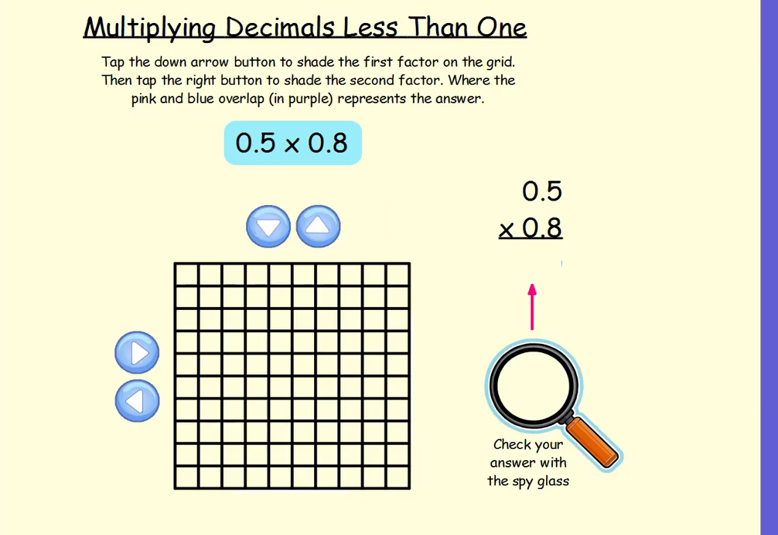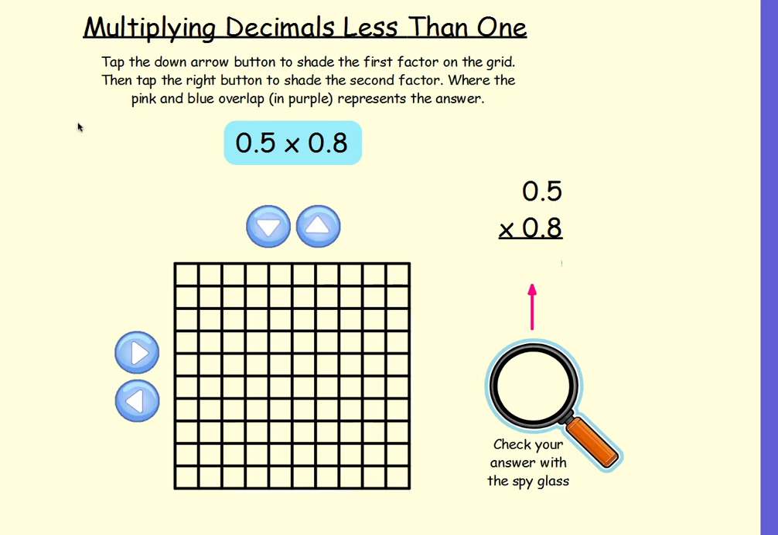Now we're going to multiply decimals that are less than 1. So you're going to do some shading here. If you have colored pencils, you can use colored pencils. If you want to use highlighters, you can use highlighters. You can use your pencil. Just maybe do different types of shading. Okay, our first problem is 5 tenths times 8 tenths.